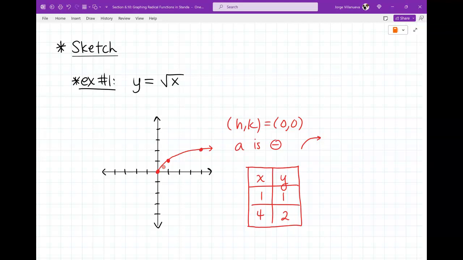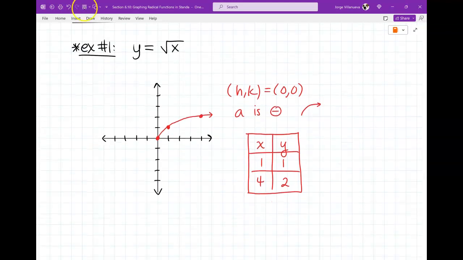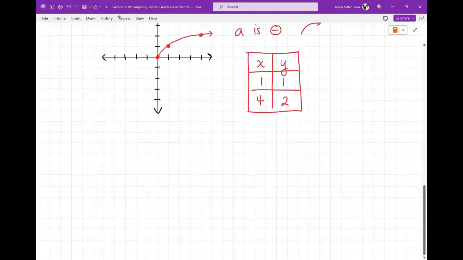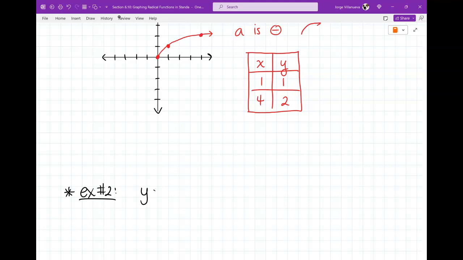As usual, people say, do I have to pick numbers? You don't have to, but sometimes your graphs don't resemble the best option. So let me give you another example. Sometimes picking a couple points could be good. For example, number 2. We're going to do y equals 2 square root of x minus 1.